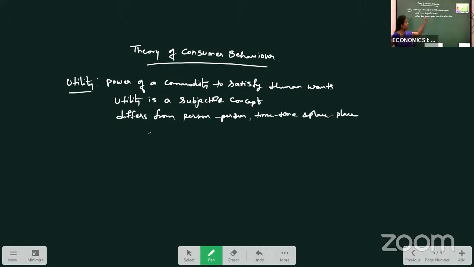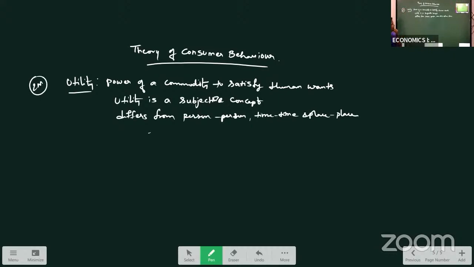Time to time means the usefulness changes from time to time. Like in the rainy season, umbrellas may be useful to you, but in winter, that may not be useful. So like that, time to time, place to place. When you are in one place, one product may have utility. When you are in another place, another product will have the utility, right? So these are the points you can write for 2 marks. If you get this question for 2 marks, you have to write this.